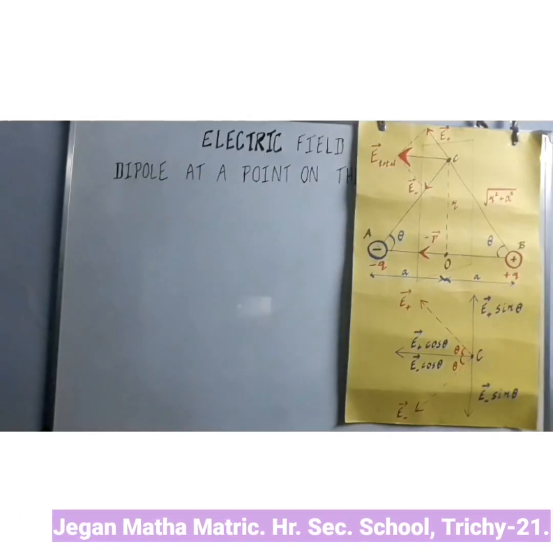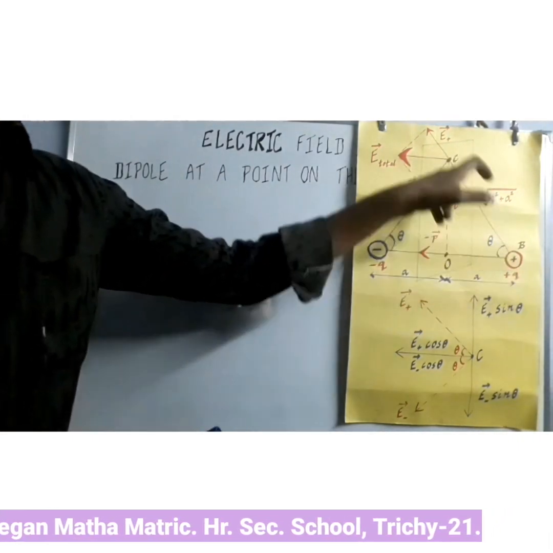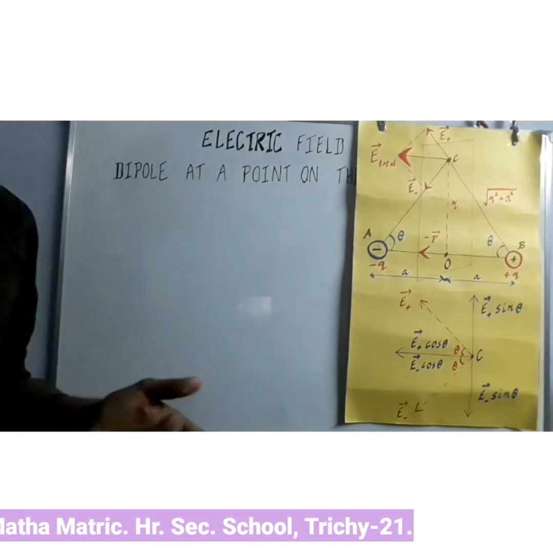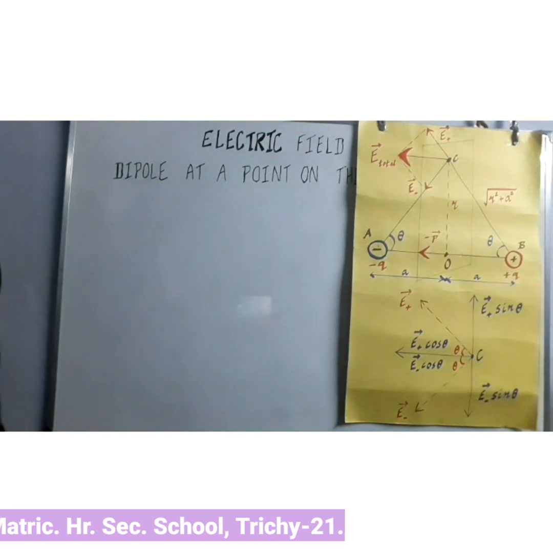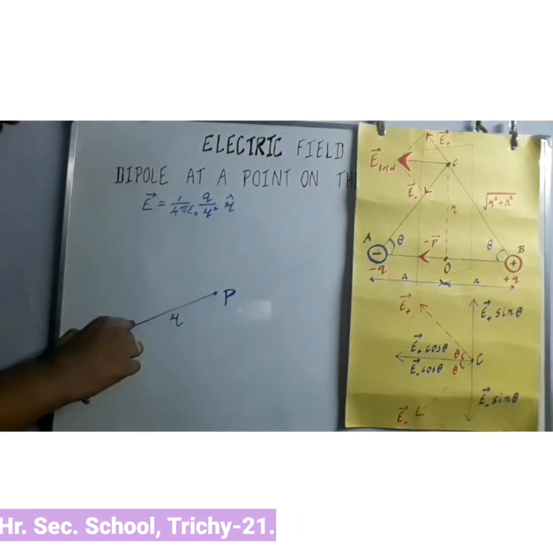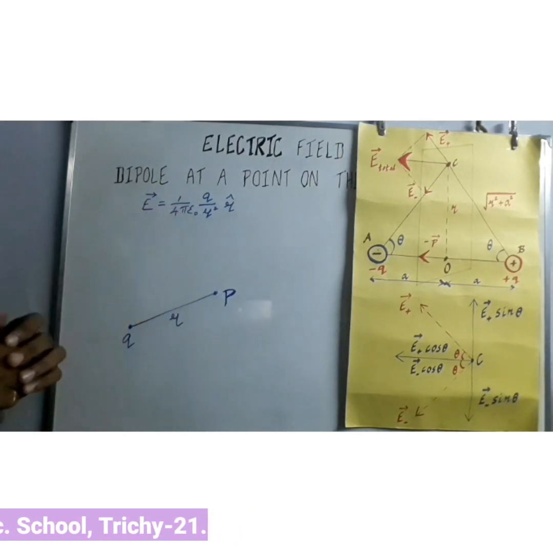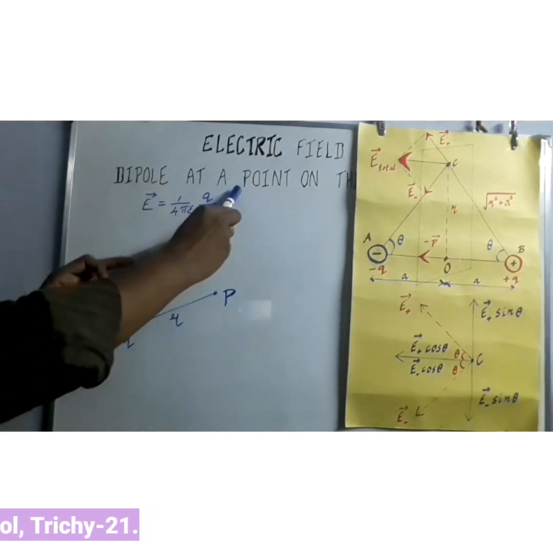Now we are going to find the electric field given by the negative charge at point C and the electric field given by the positive charge at point C separately, and then add them to find the total electric field at point C. We know the expression for the electric field due to a point charge at a particular point. E vector is equal to 1 by 4 pi epsilon naught, q by r square, into r cap. Since it is a vector quantity, we have to use the unit vector.